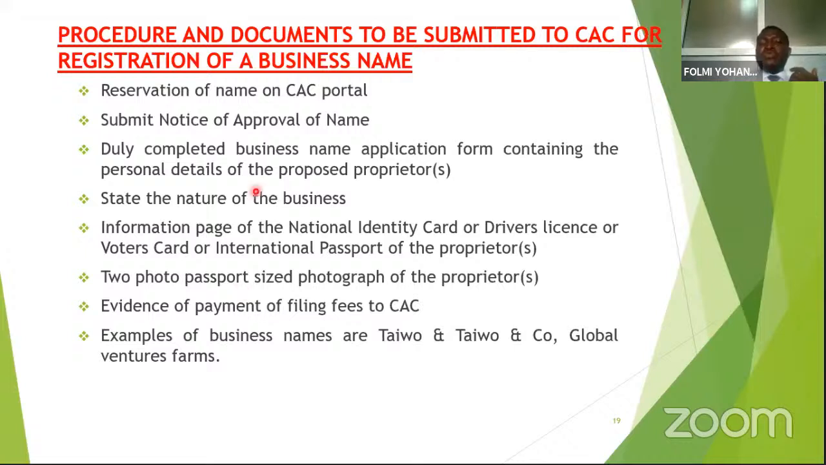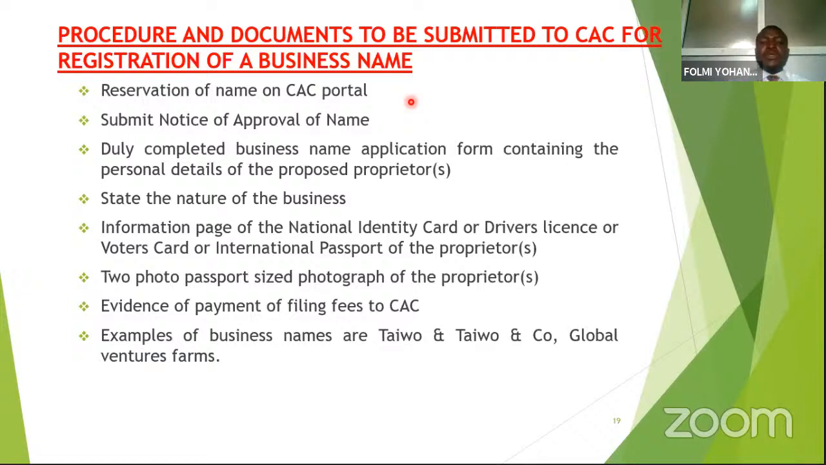But because the registration is not that easy, where you cannot register yourself, there are agents that will help you do that. Who are the agents? A lawyer, a chartered accountant, a chartered secretary. These are people that are eligible to apply to the Corporate Affairs Commission to become agents. Like a lawyer, like me, most lawyers you find are agents working with CAC. So if you can't do it yourself, these are people you can contact to register your business name for you.